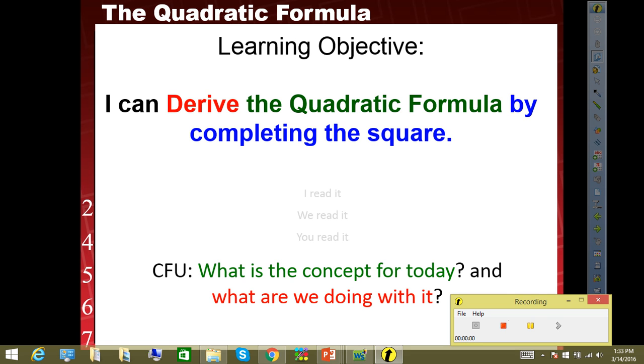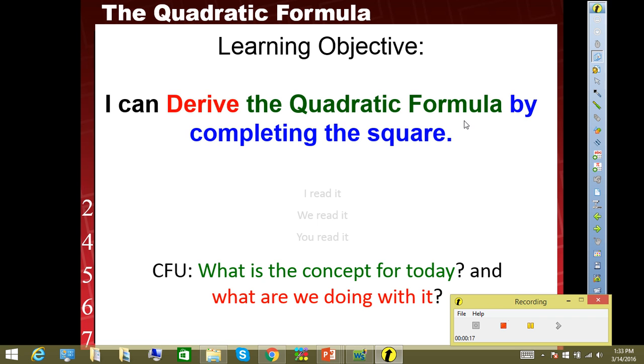Our objective today: I can derive the quadratic formula by completing the square. Let's read together. 1, 2, 3. I can derive the quadratic formula by completing the square. So by now, like I said, we already know the process for completing the square. Is that correct? And do we know the quadratic formula? Yes. x equals minus b plus minus square root b squared minus 4ac over 2a.